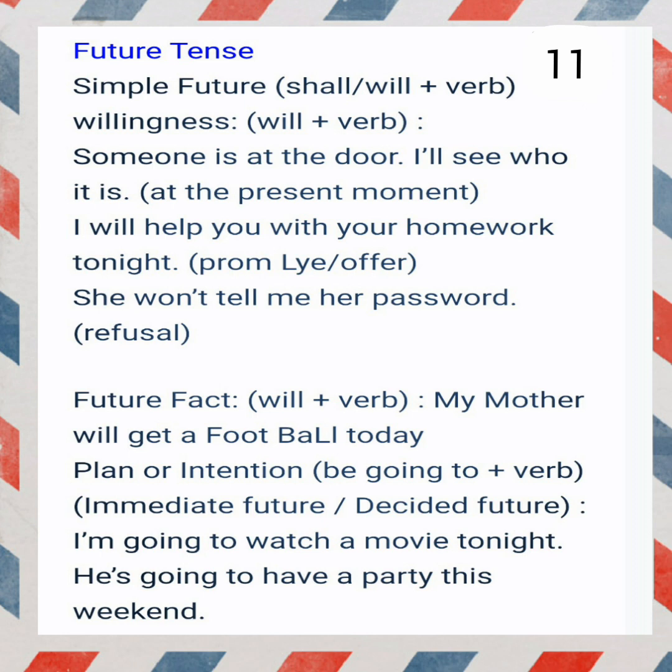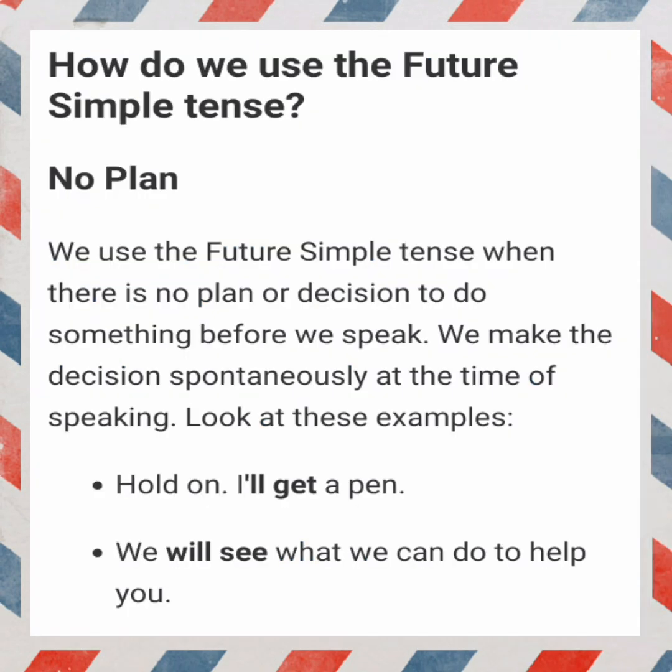That is refusal. Then future tense is used for future fact. My mother will get a football today. For planned or intention action, we should use the be going to plus verb. That is immediate future or decided future. Example: I am going to watch a movie tonight. He is going to have a party this weekend. This expresses future tense.